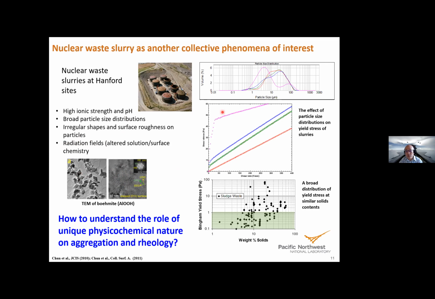If you measure the viscosity with a rheometer, you see shear stress versus shear rate, and some large values of the yield stress. If you plot the yield stress as a function of how much solid is in it, you cannot really tell anything. You see a large spread in the weight percent of solid, so this is not the only way to look at it. We can see how these details, like shapes, surface roughness, the radiation, and the pH, play a role in aggregation and rheology. Those are essentially the motivation for what we are doing.